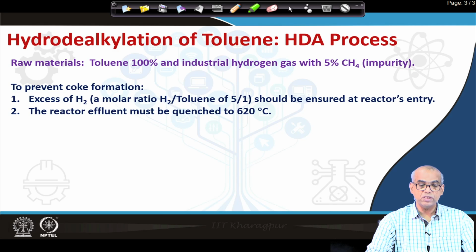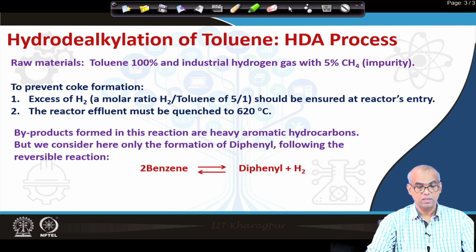To prevent coke formation during the process, we use excess hydrogen. So, a molar ratio of hydrogen to toluene of 5:1 should be ensured at the reactor's entry. Also, the reactor effluent must be quenched to 620 degrees Celsius. So, these two are done to prevent coke formation.